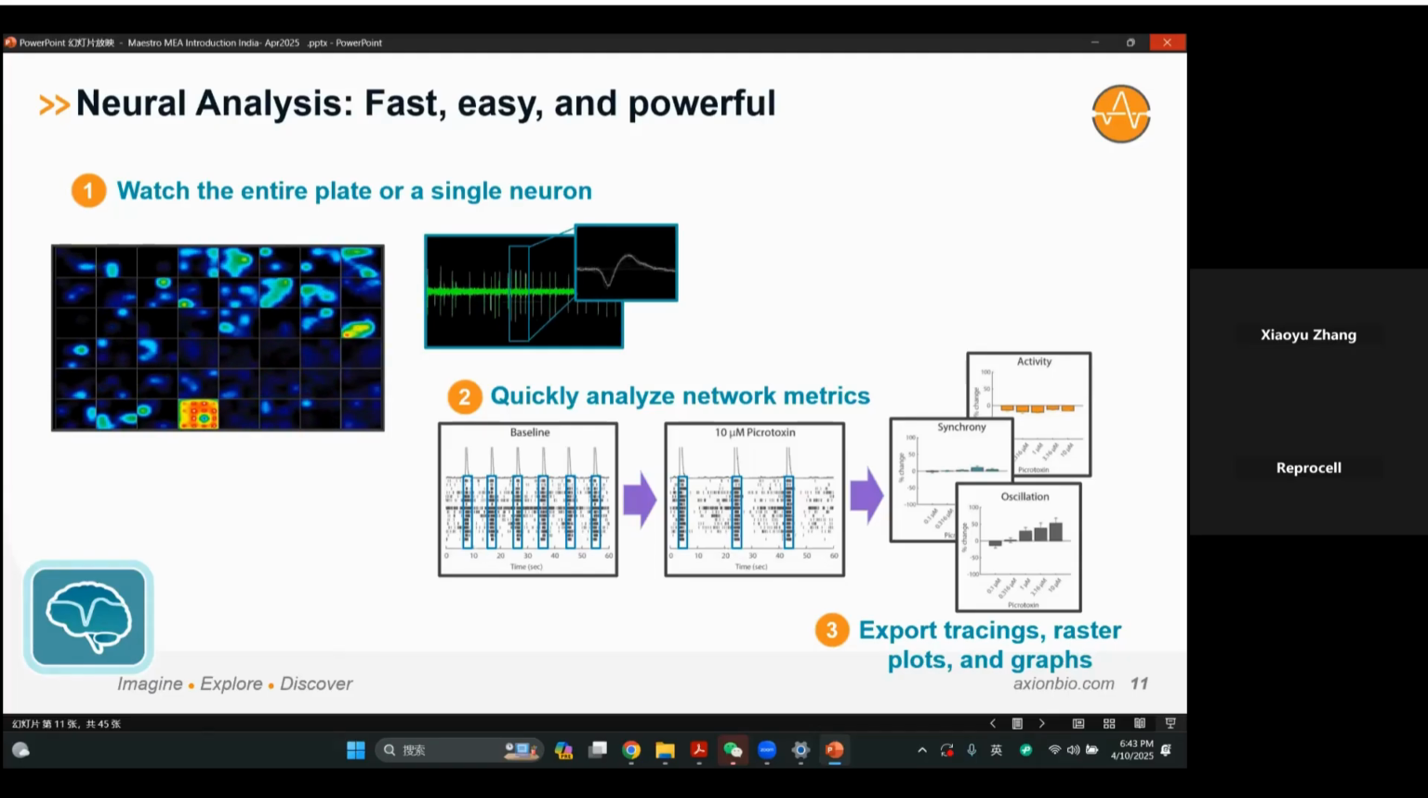The key point I'd like to emphasize is that from raw data recording to generating a histogram of each endpoint, the entire process is highly efficient. If you are familiar with all the functions of the software, it takes less than half an hour. So this level of efficiency in MEA data analysis is truly remarkable.